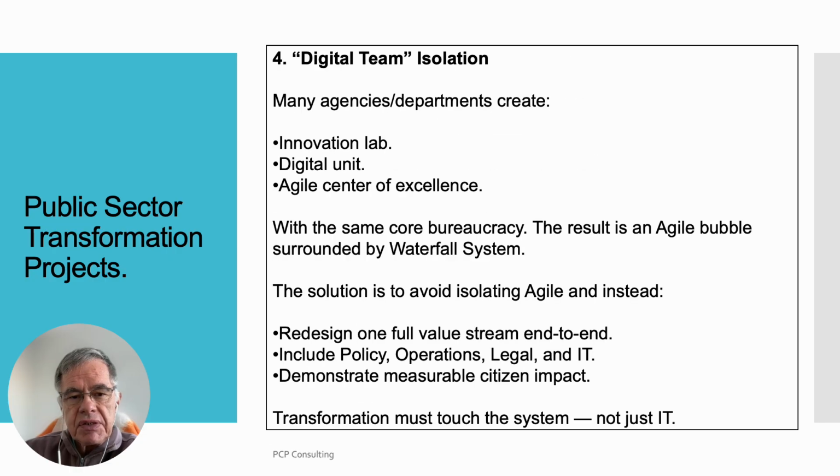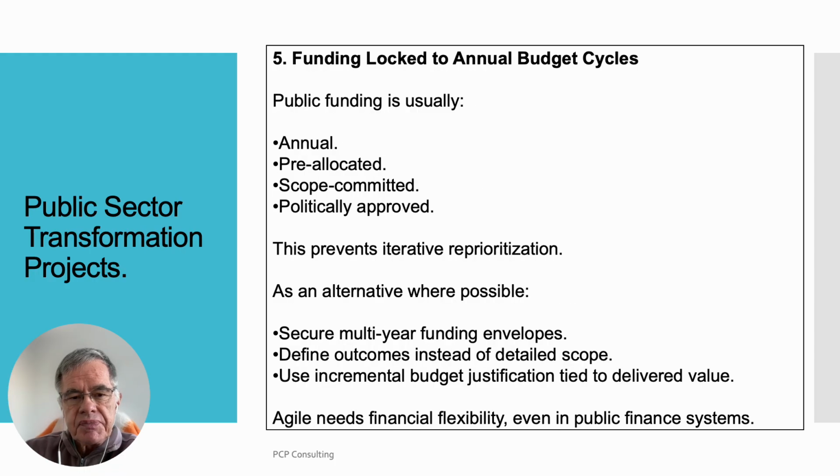Digital team isolation. Many agencies and departments create an innovation lab, digital unit, or an agile center of excellence within the same core bureaucracy. The result is an agile bubble surrounded by a waterfall system. The solution is to avoid isolating agile and instead redesign one full value stream end to end. Include policy, operations, legal, and IT. Demonstrate measurable citizen impact. Transformation must touch the system, not just IT.